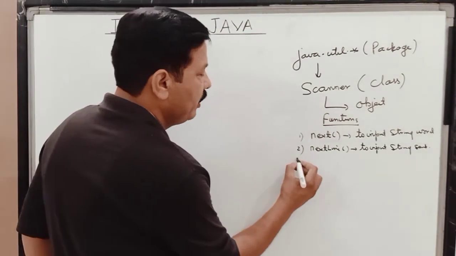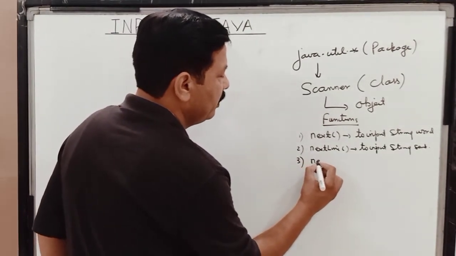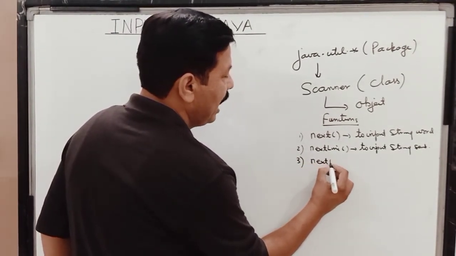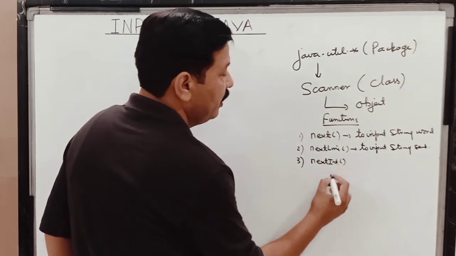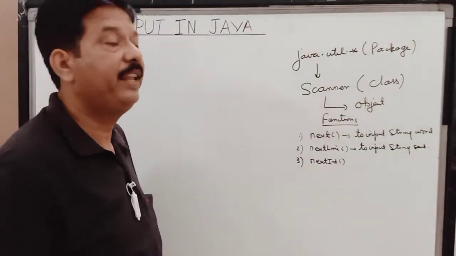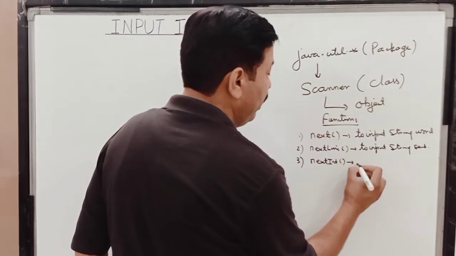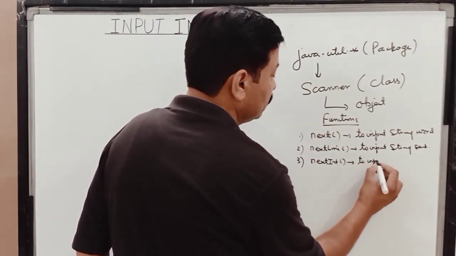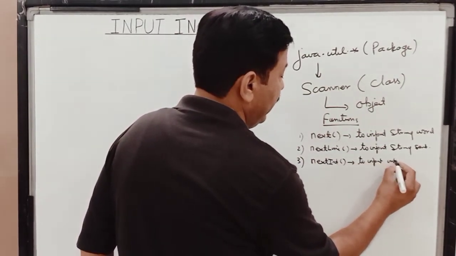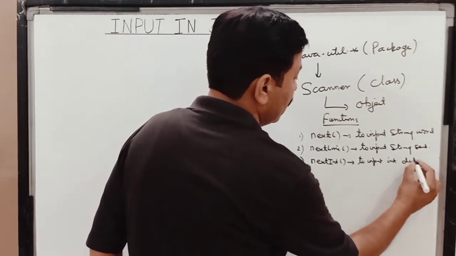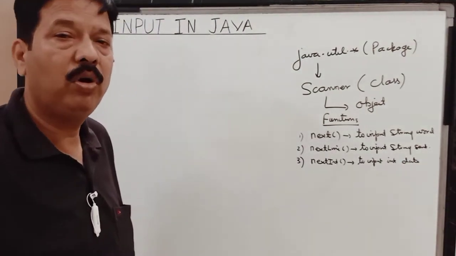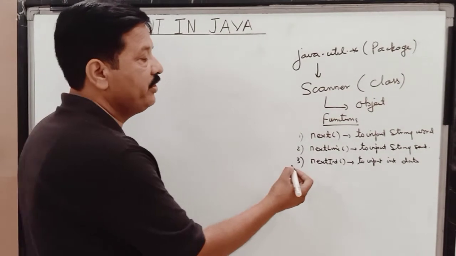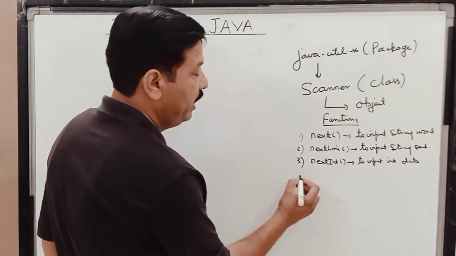Then the third function which we use over here is nextInt. This function helps us to input an integer value. So this is going to input int data. We have different data types: int, double, float, all these are there. So nextInt is going to help us to enter int data.